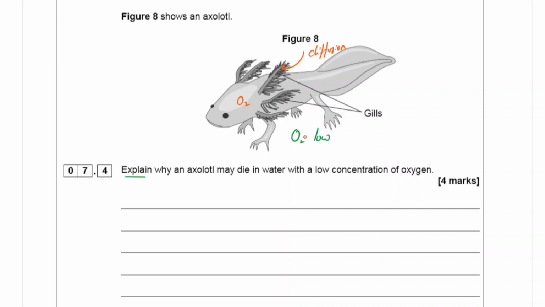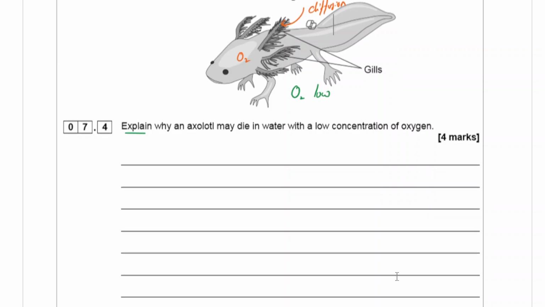If the concentration of oxygen is low, then the rate of diffusion is going to be less. So the axolotl might not get enough oxygen into the body. That means it can't carry out aerobic respiration. That means it's not going to be able to release enough energy, which means it can actually die. Right? So 4 marks. Let's write the answer.